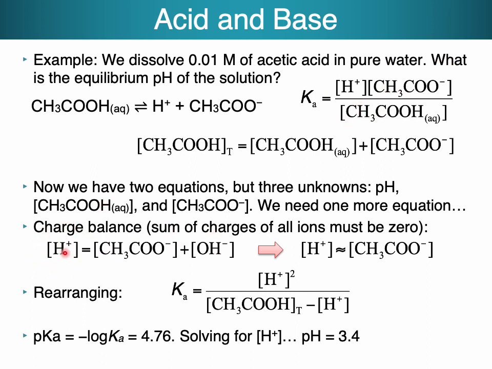We have proton, we have the acetate, and we also have the hydroxide ions, because the dissociation of water can form hydroxide ion. So these are the only three charged ions in the system, and the sum of the positively charged and the sum of the negatively charged has to be the same by charge balance. So now we have a third equation. If you just work it out, do substitution and things, you would be able to figure out the concentration of all of them.